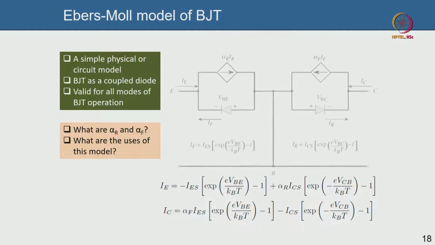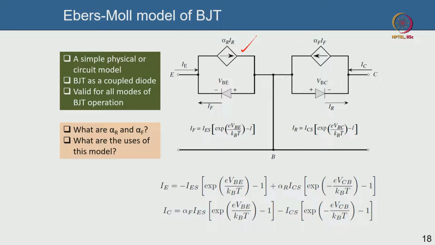Okay, so what happens is that this is your base emitter diode, this is a base collector diode. They are forward bias, reverse bias, they could be anything, of course. And then this current alpha R times IR, R stands for reverse, F stands for forward, but you can switch them back and forth, not an issue. Alpha R IR represents the current that will flow in the base emitter diode.